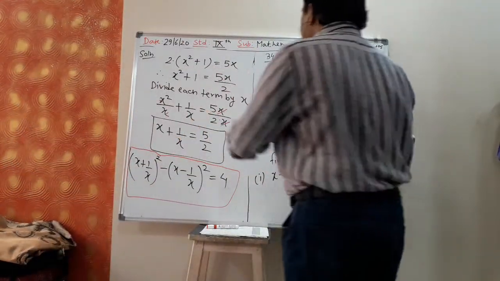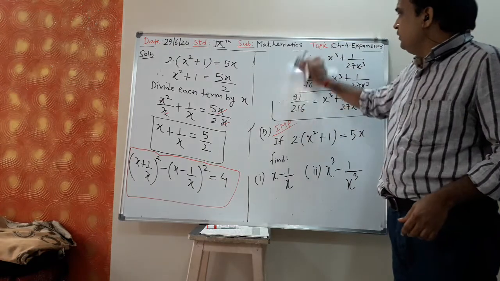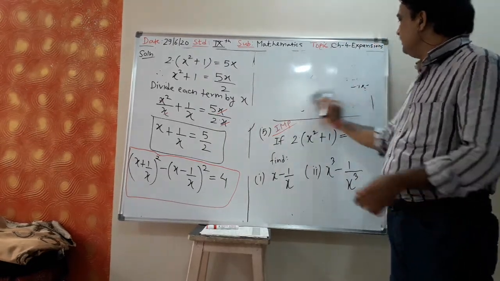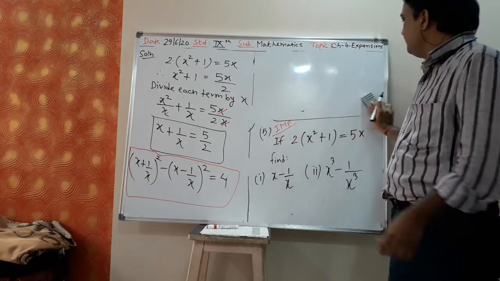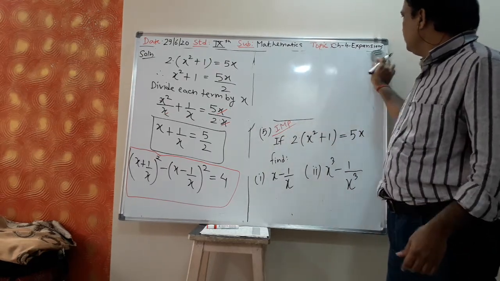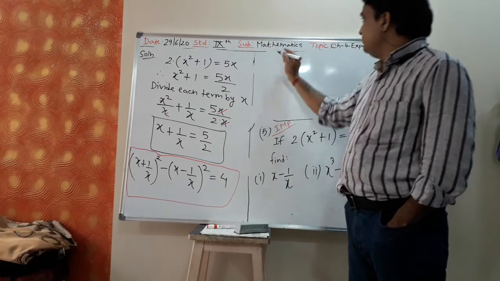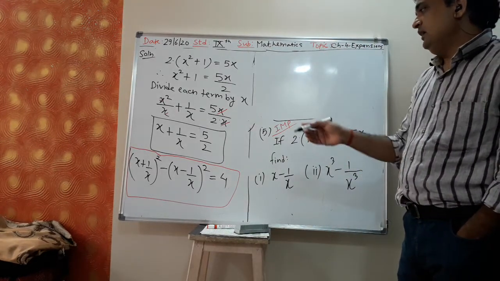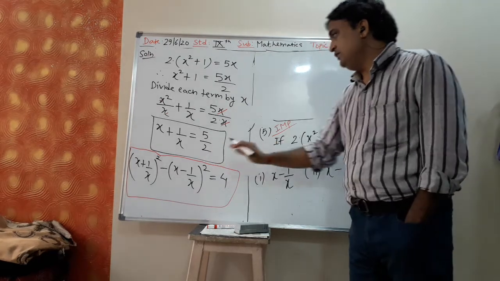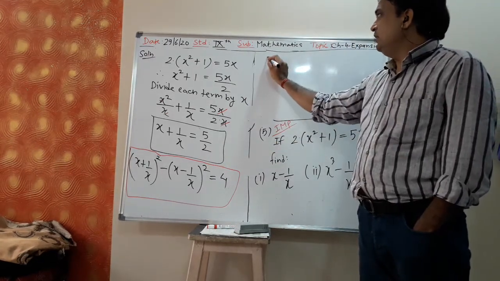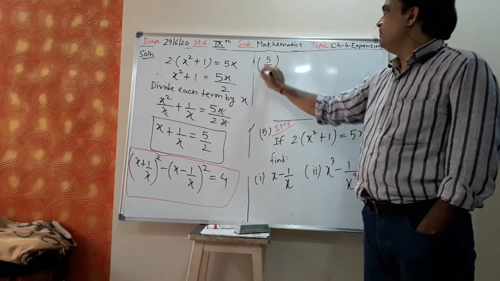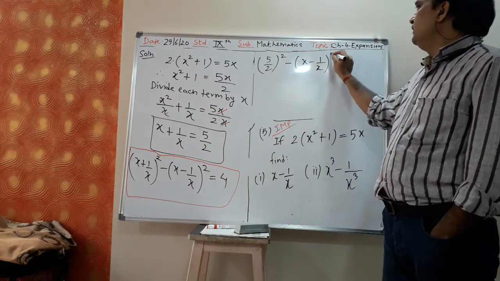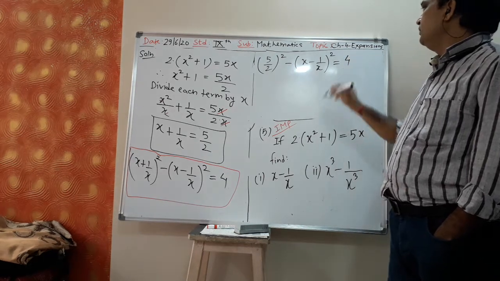This formula only you have to use. If you go by the standard formula, step by step, the calculation will become lengthy. So use the direct formula, because you have to complete the paper in stipulated time. That is more important. So x plus 1 upon x is given. We have found that it is 5 by 2. So 5 by 2 square minus x minus 1 by x square is equal to 4.